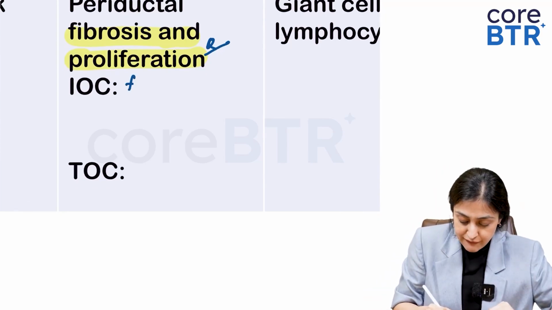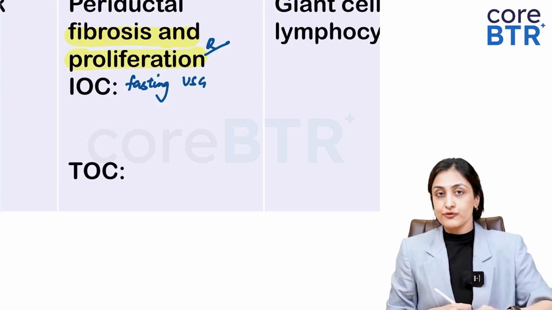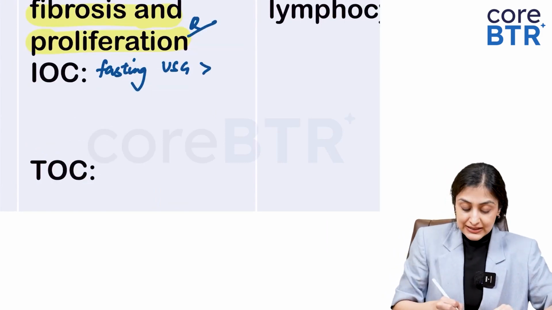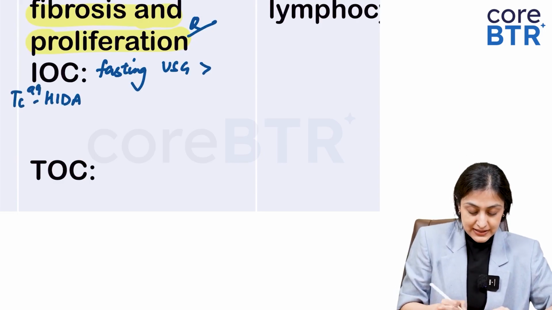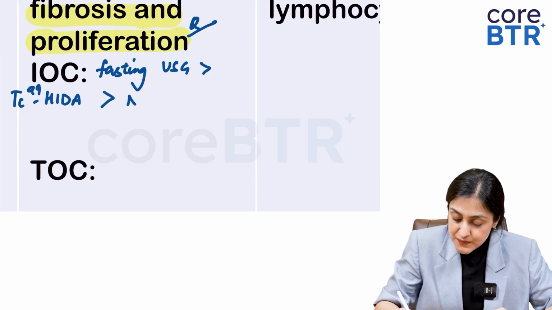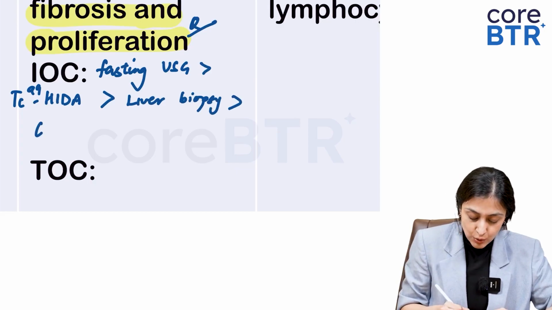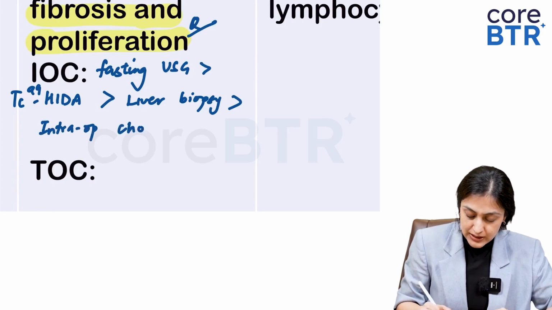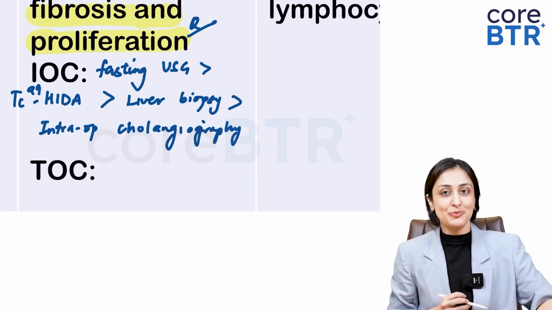So first is a fasting ultrasound, where you will look at the gallbladder. Better than that is a HIDA scan, which is a technetium HIDA scan, right? So that's a scintigraphy study. Better than that is a biopsy, right? So liver biopsy will directly show you the finding. And better than that, the gold standard is intra-op cholangiography. So this is where what is investigation of choice will depend from department to department.